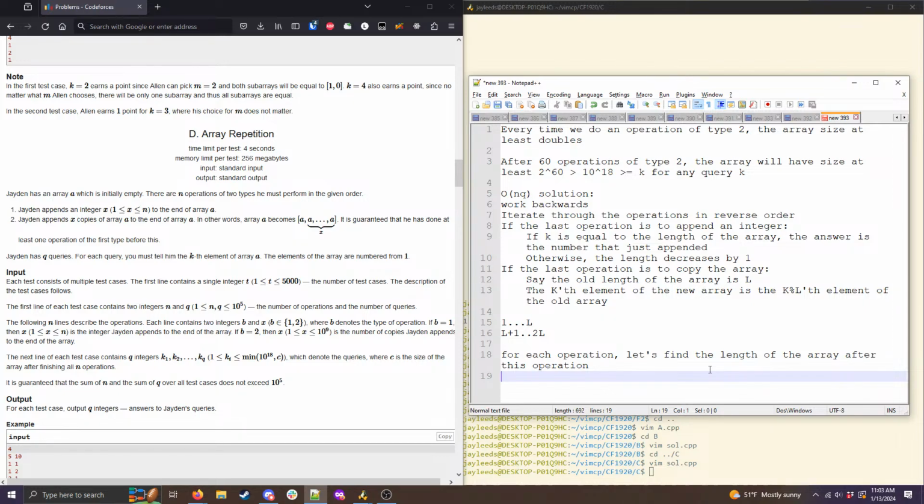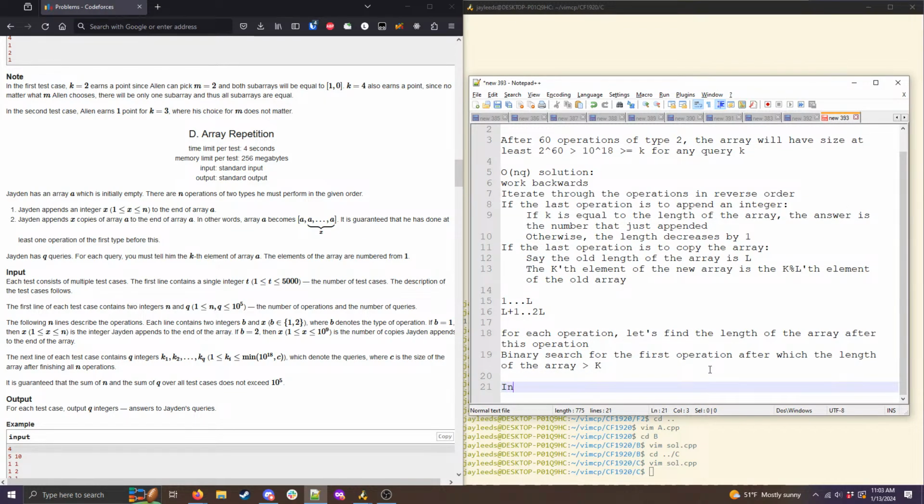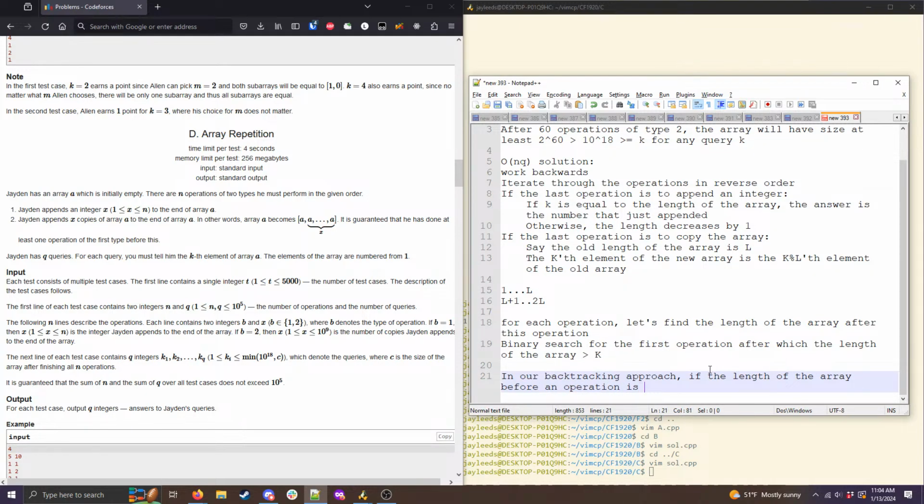So we're going to binary search for the first operation after which the length of the array is greater than k. The motivation is that in our backtracking approach, if the length of the array before an operation is greater than k, then we do nothing for that operation. If it's an append operation, we just decrease the length of the array by 1. And if it's an array copy operation, then if the length of the array before that copy is larger than k, then k mod that length is just k, so we don't do anything there either.